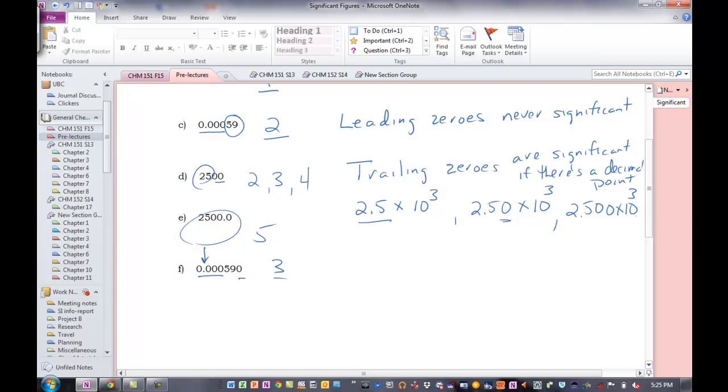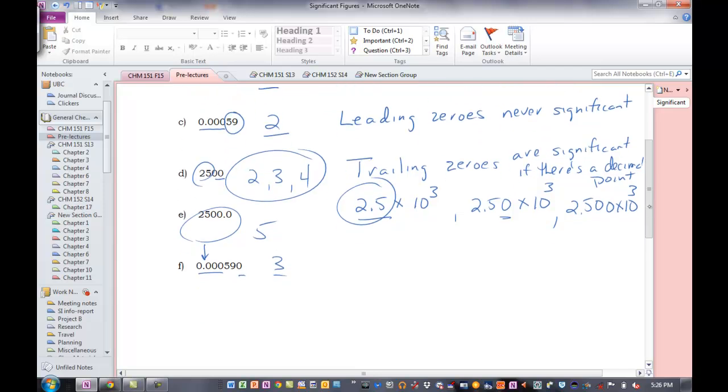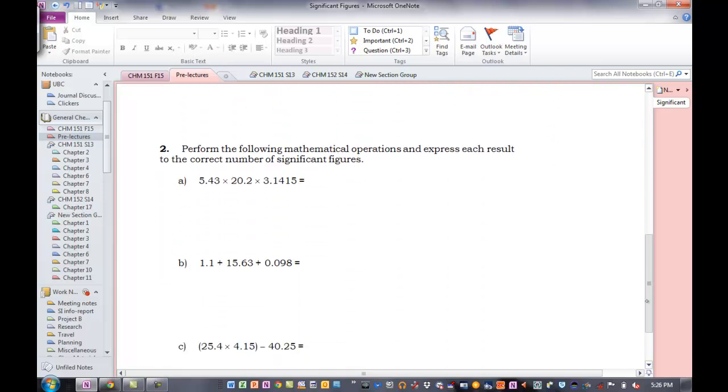Not so bad. Let's just review very quickly. All non-zero digits are always significant. Interior zeros are always significant. Leading zeros are never significant. They're just showing you where that decimal place is. And trailing zeros, we should never get into this ambiguous situation. We should never write a number with trailing zeros without a decimal point. And as we showed here, we can certainly use scientific notation to clearly specify the number of significant figures we have.